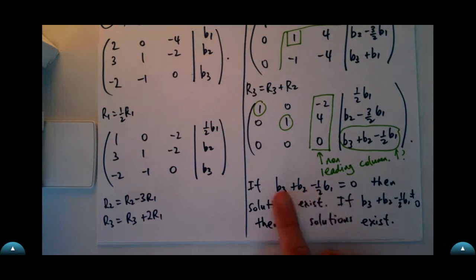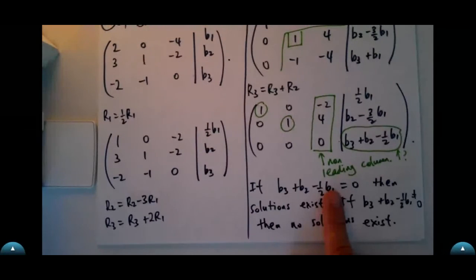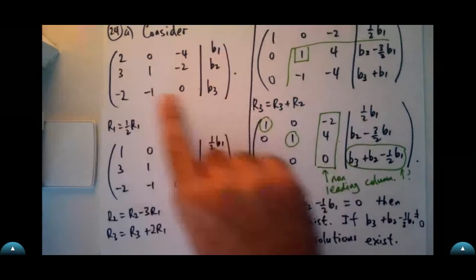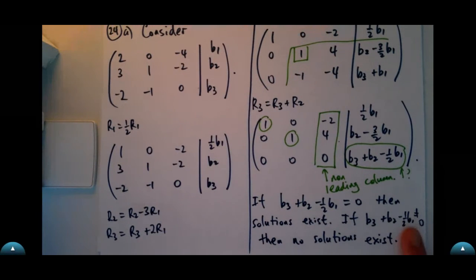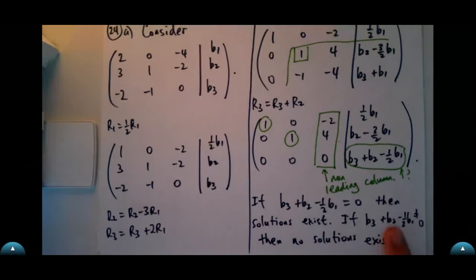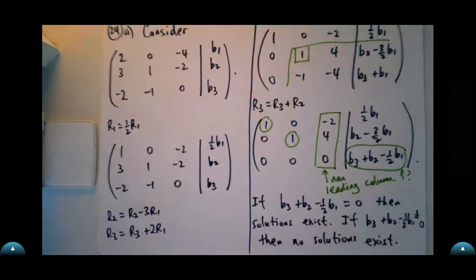So for example, if B1, B2, B3 were all 0, then you know that the original system has at least one solution, right? But if B1 was 0, B2 was -1, and B3 was +1, this linear system has no solutions. Okay?